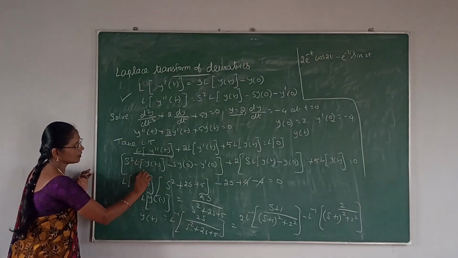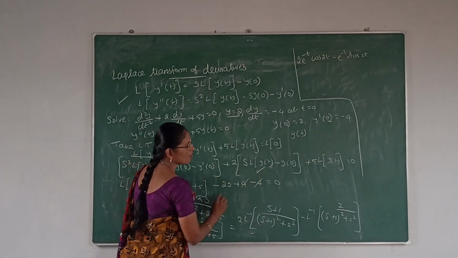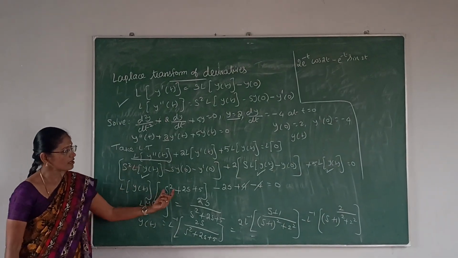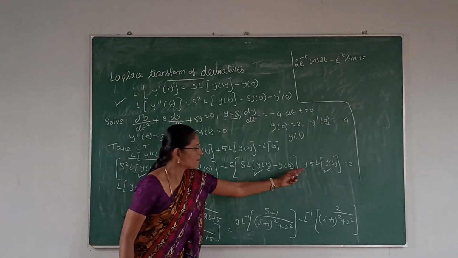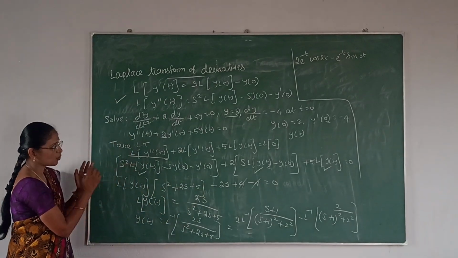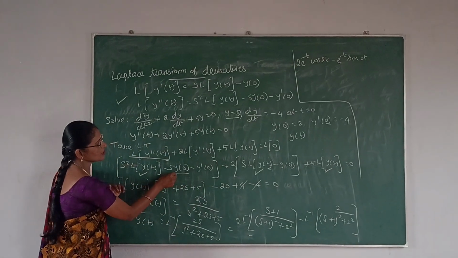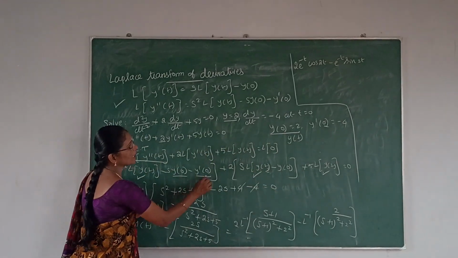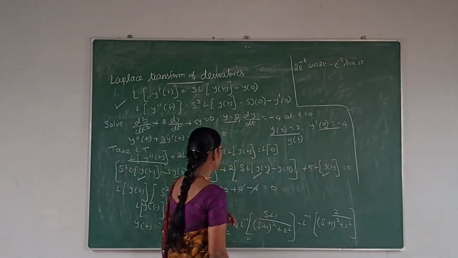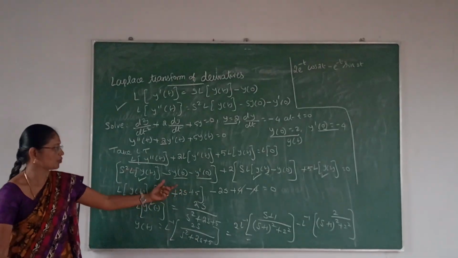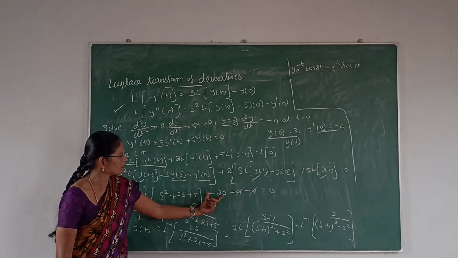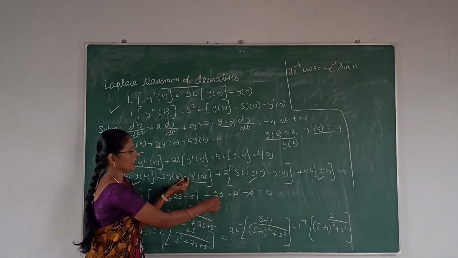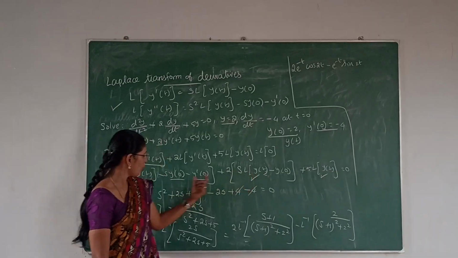Now combine all the terms which consist of L of y of t. We have 3 terms, and the coefficient is s square plus 2s plus 5. We'll group that, then apply the boundary conditions. We have y of 0 equal to 2 and y dash of 0 equal to minus 4, so these two values can be substituted here. Y of 0 is 2, so minus 2s. For y dash of 0, which is minus 4, we already have one minus, so plus 4. This term is already grouped.